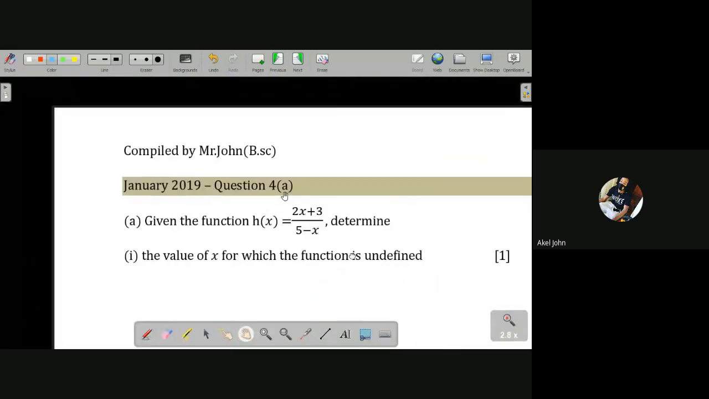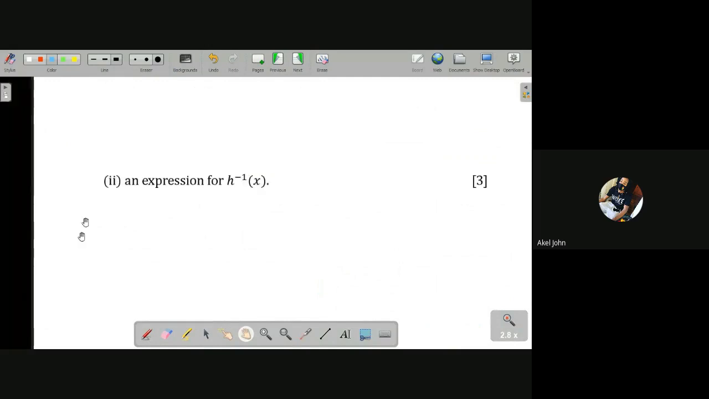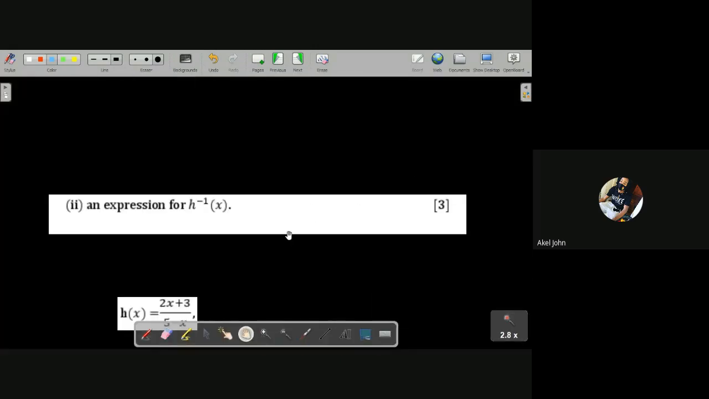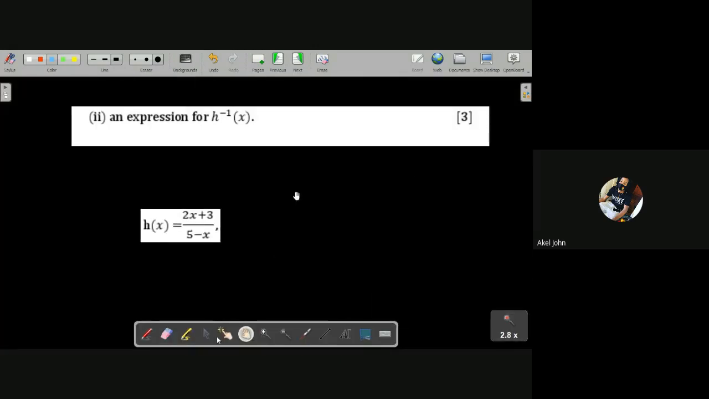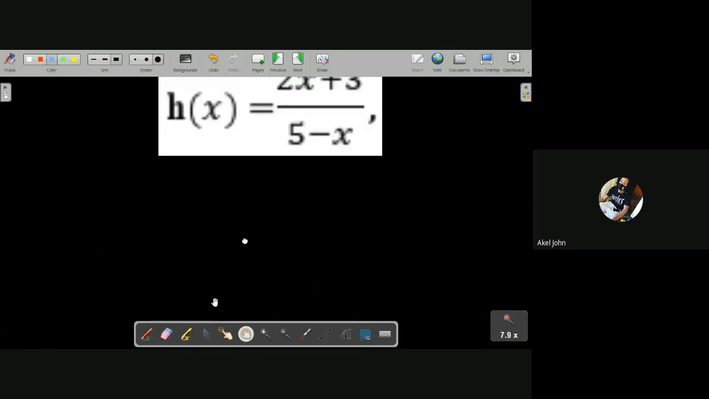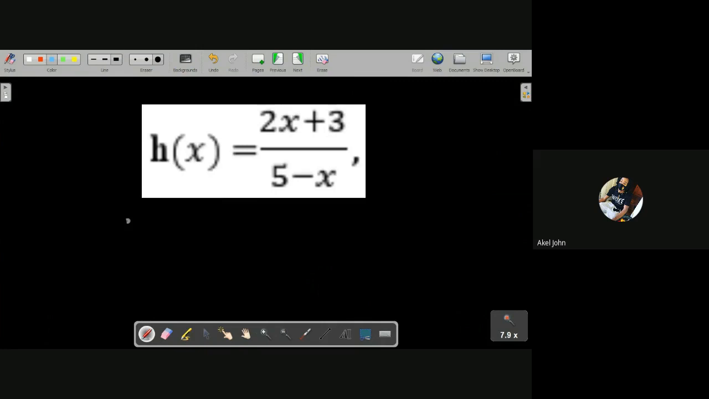Next, they want us to find the inverse of the expression. They want the inverse of h of x for 3 marks. Okay, so to find the inverse, what we can do is write our function back. So that is f of x is equal to 2x plus 3 over 5 minus x.